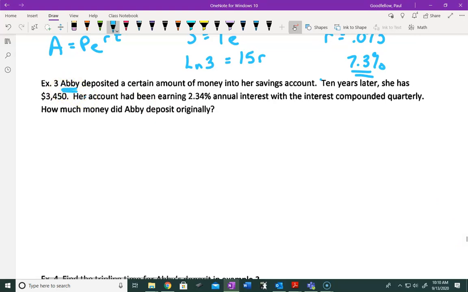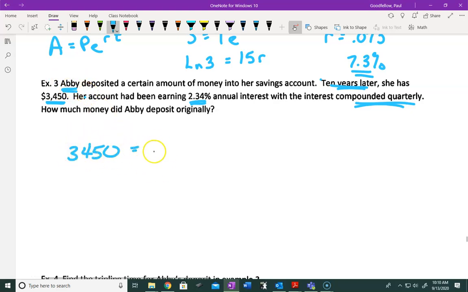Abby deposited a certain amount of money in her savings account 10 years later. Okay, so there's some important information. She has $3,450. Her account had been earning a certain amount of interest, which is reasonable, 2.34% interest, because it's not much, compounded quarterly. How much did she actually deposit originally? Because she's apparently got Alzheimer's disease and can't remember.